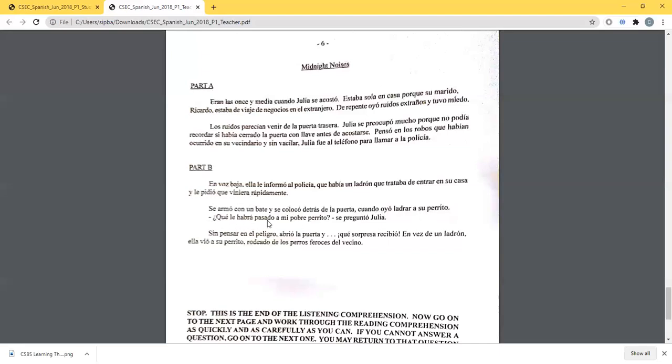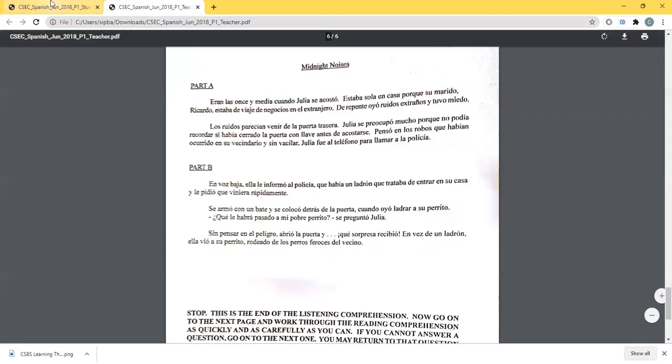¿Qué le habrá pasado a mi pobre perrito? So what could be happening to my poor little dog? Se preguntó Julia, wondered Julia. Sin pensar en el peligro, without thinking about the danger, abrió la puerta, she opened the door, y qué sorpresa recibió. What a surprise she received. En vez de un ladrón, instead of a thief, ella vio a su perrito, she saw her little dog, rodeado de los perros feroces del vecino, surrounded by the ferocious dogs of the neighbor.